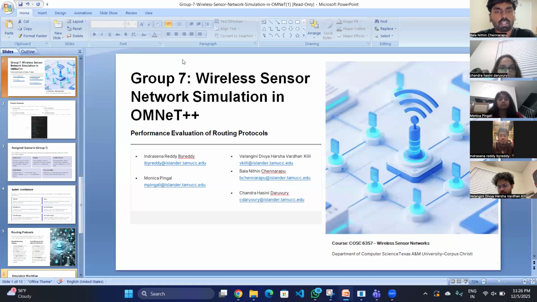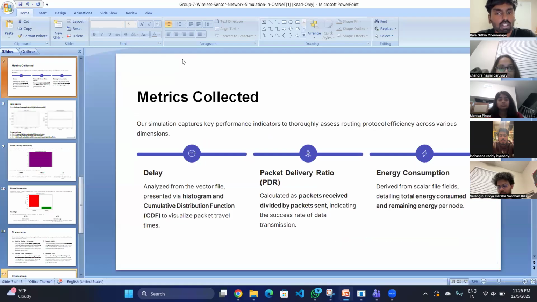And in packet delivery ratio, PDR is defined as total packets received divided by total packets sent, and a high PDR indicates a more reliable network.